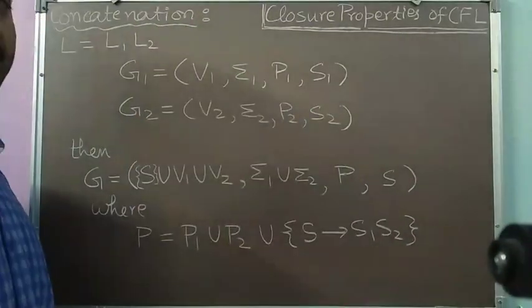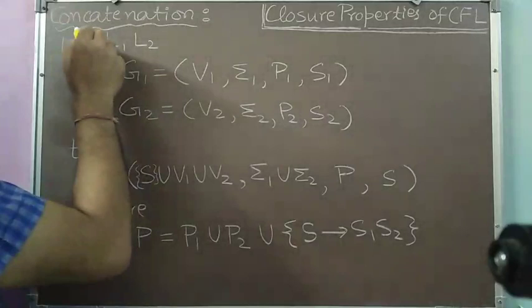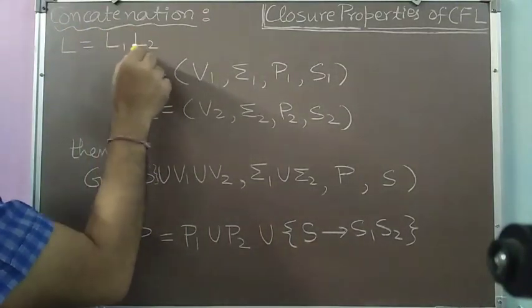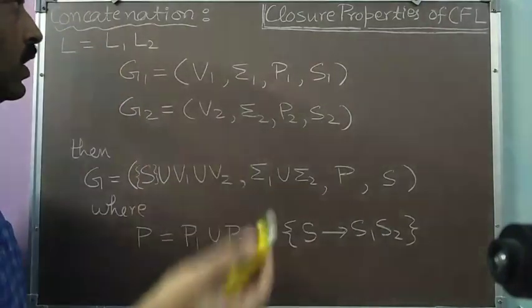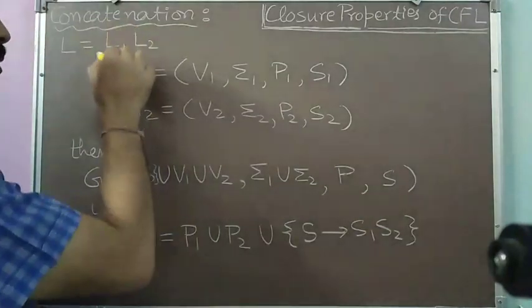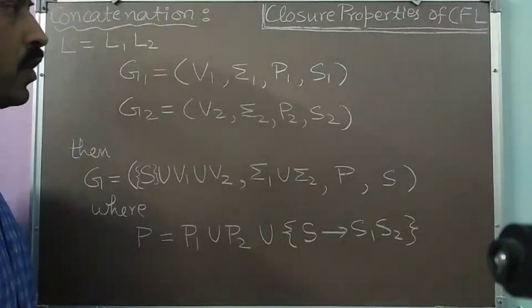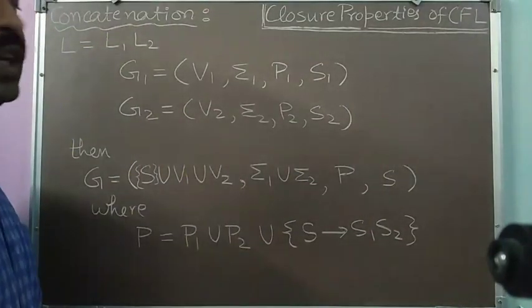Now we come to our second operation, that is the concatenation operation. Suppose we want to define a language L equal to L1 concatenation L2. This means L will consist of all the words such that the first part of the word is from the language L1 and the second part of the word is always from the language L2, and both L1 and L2 are context-free languages.